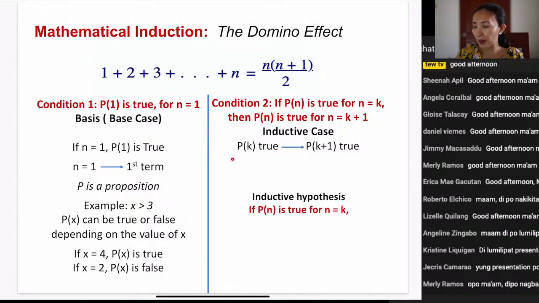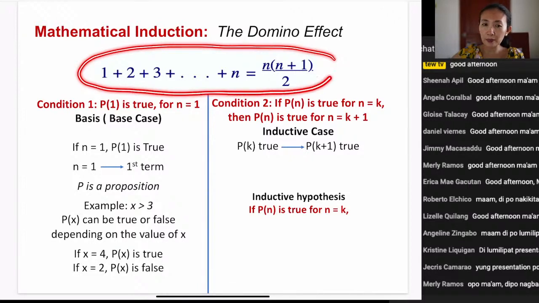P of k implies the truth of P of k plus 1. And P of n is true for n equal to k. This is the assumption or the inductive hypothesis. We assume that the formula or the proposition is true for n equal to k, and then we have to show that it is true when n is equal to k plus 1. So going back, this is our target. We have to show that this formula holds for any n.